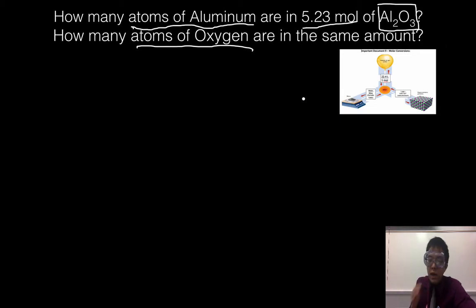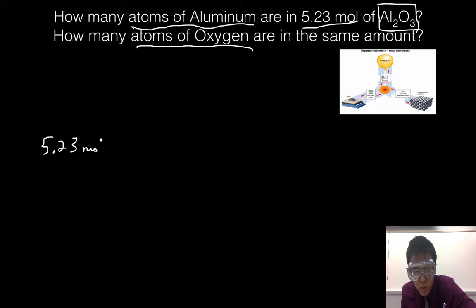Before I can do that, I actually need to know how many molecules of Al2O3 I have. Because if I have 5 molecules, for example, of Al2O3, then I know each one has 2, and I know I have 10. Or if I have 10 molecules of Al2O3, each molecule has 2, and so there are 20 atoms of Al. But right now, I have 5.23 moles of Al2O3, okay?